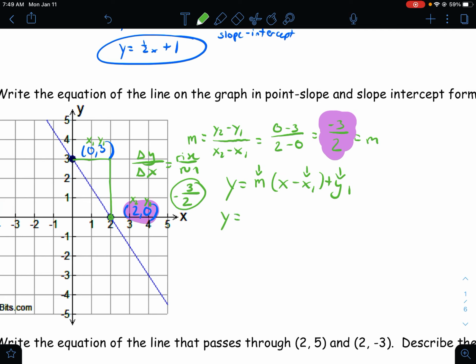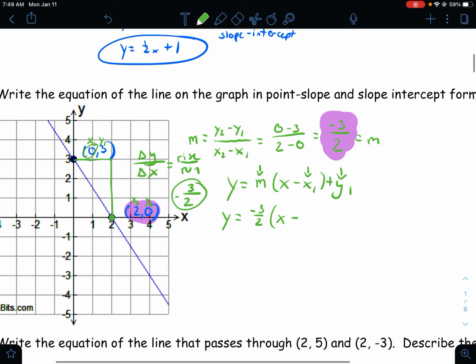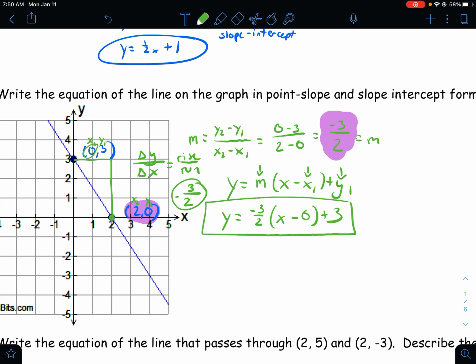We'll do y equals, and then our slope, which is -3/2, times, and now we've got x minus our x1 term, which is 0, and our y1 term, which is 3. So we'll do +3. So this answers the point slope.